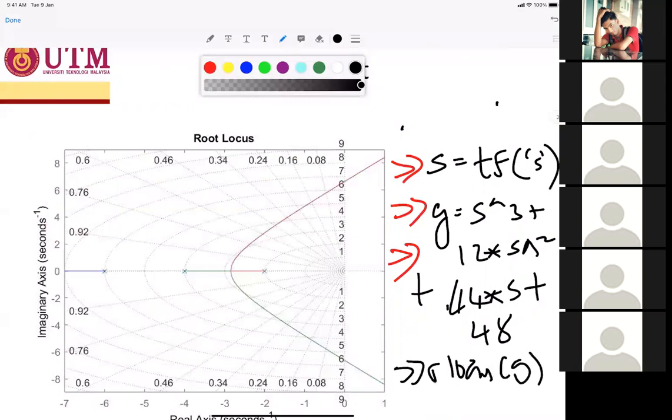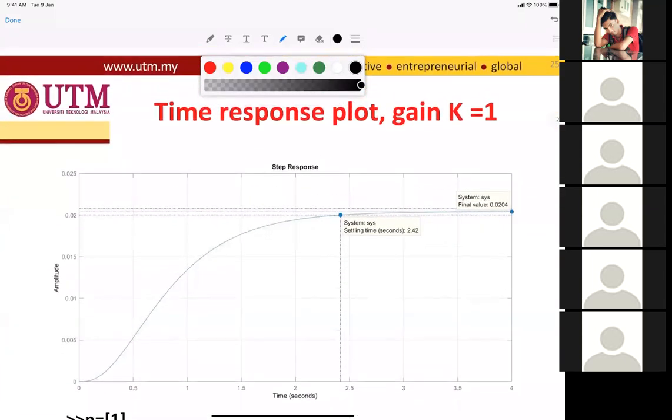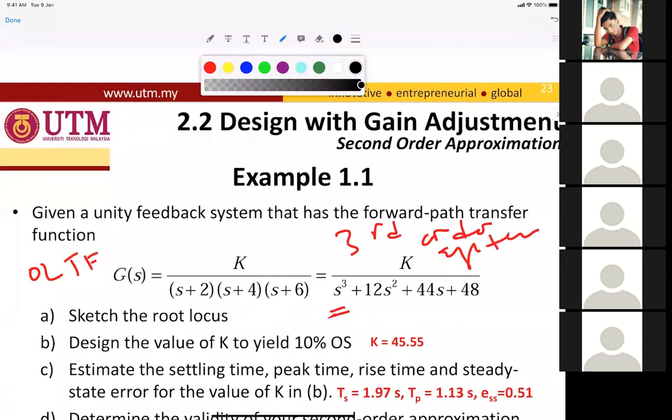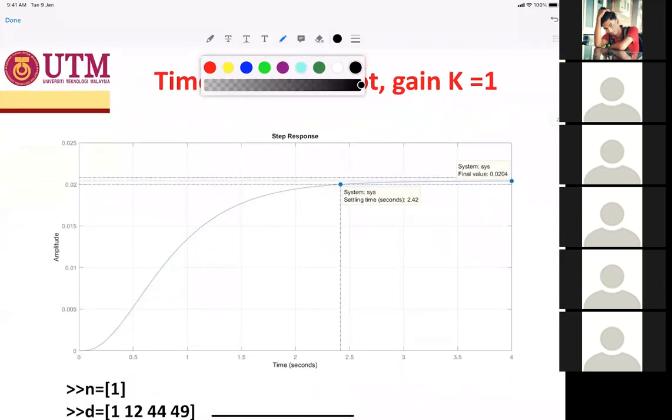Very good. Okay. Then we plot the open loop transfer function, sorry, the closed loop transfer function of this particular G(s). Unity feedback, right? So we plot the time response. In time response, you must plot in the closed loop manner. You cannot plot in the open loop manner.